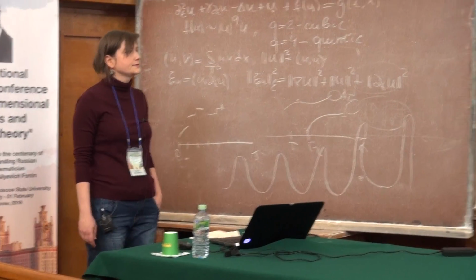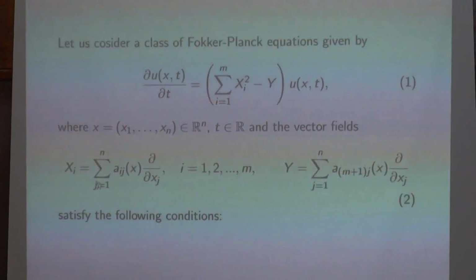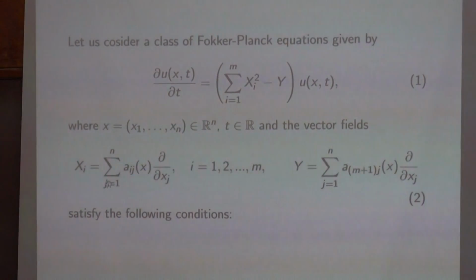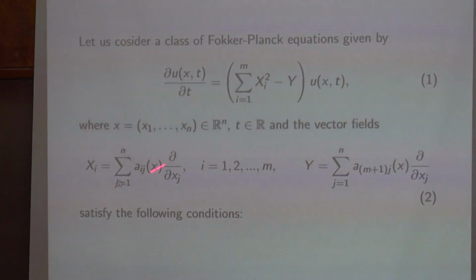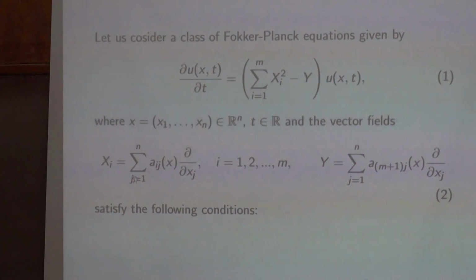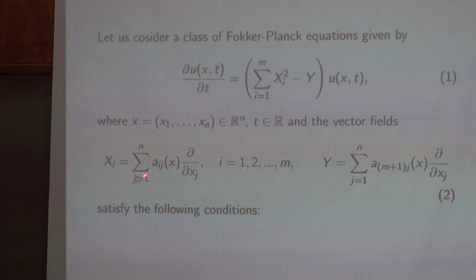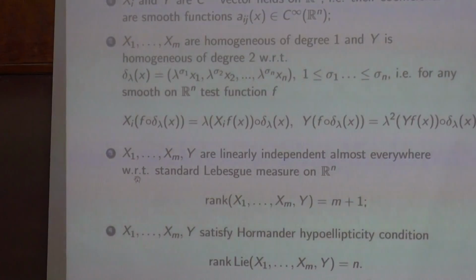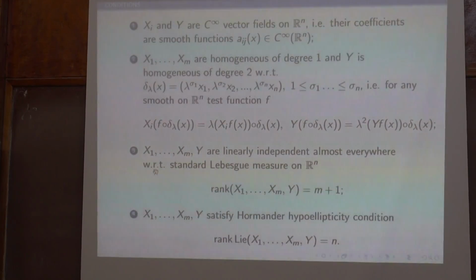So let us consider the Fokker-Planck equation. It's a parabolic type equation where we have the vector fields X and Y. The vector fields X are posed in this way, and Y just has a different coefficient, or the same, it's not important right now. And these vector fields must satisfy these four conditions.